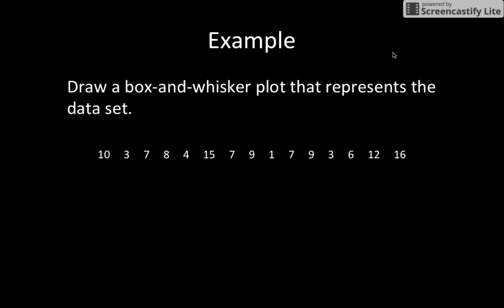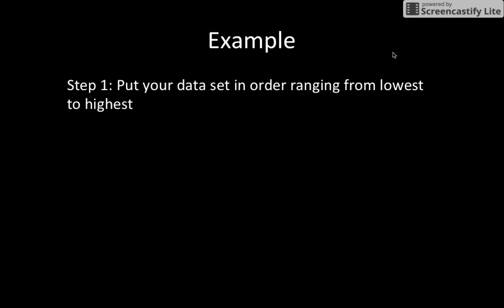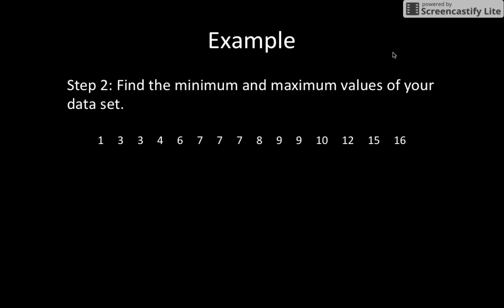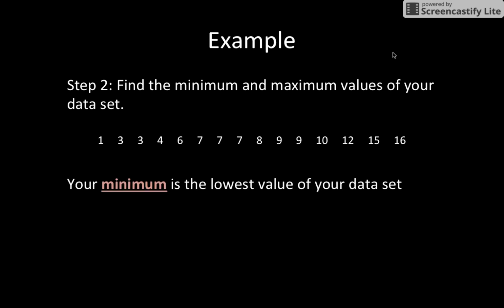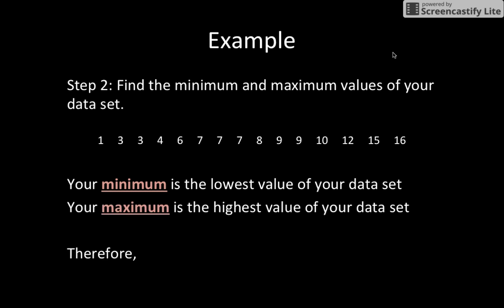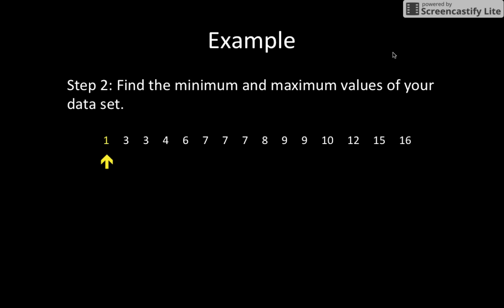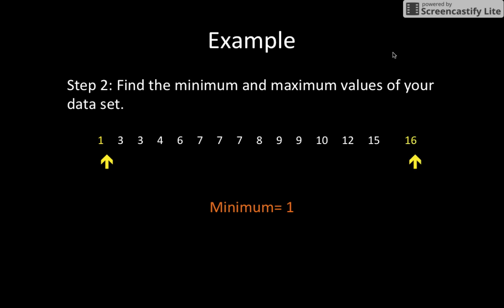So now we are going to draw a box and whisker plot using the data from the previous examples. Once again, we put our data set in ascending order from lowest to highest. Then you want to find your minimum and maximum values. Putting your values in ascending order is the easiest way to do this. Your minimum is the lowest value of your data, and your maximum is the highest value of your data. Therefore, your minimum is 1, and your maximum is 16.